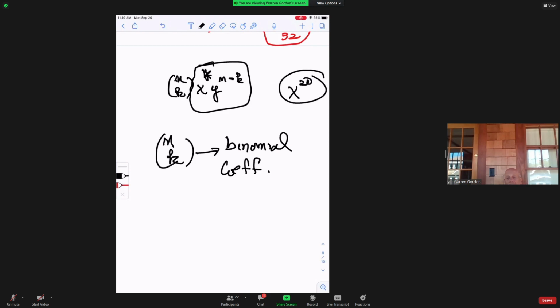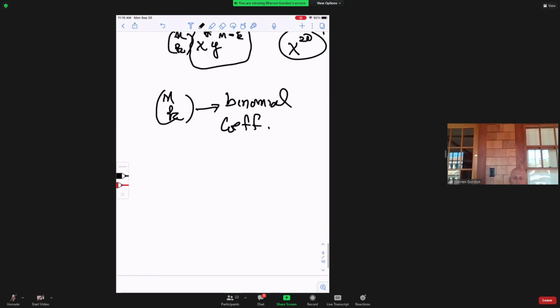Because it actually represents the coefficient if you did the binomial expansion. Now, just an added remark.